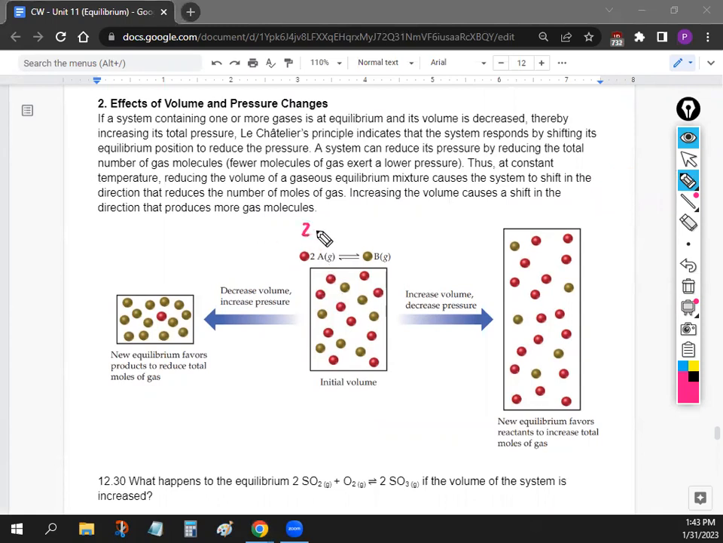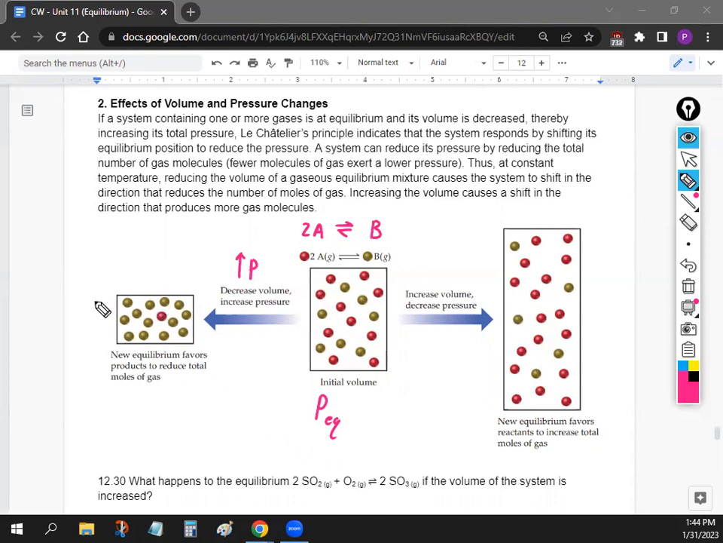But basically, you've got 2A, it's a fake chemical, and you've got B. And it is at equilibrium pressure. So it is happy. It's good to go. So if we make the container smaller and we increase the pressure, now we have more pressure than we did at equilibrium, right?